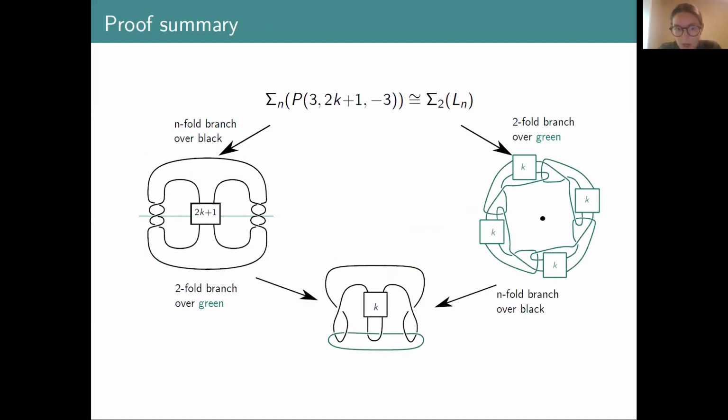Great. So again, our goal is to understand the n-fold branch covers of this knot on the left, but what we've actually done is show that this knot on the right is weakly quasi-alternating, and so its double branch cover is an L space, which means that all these n-fold branch covers are also L spaces. So these pretzel knots have this property that we want.